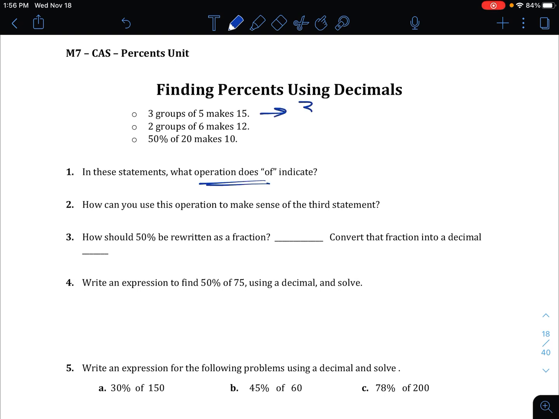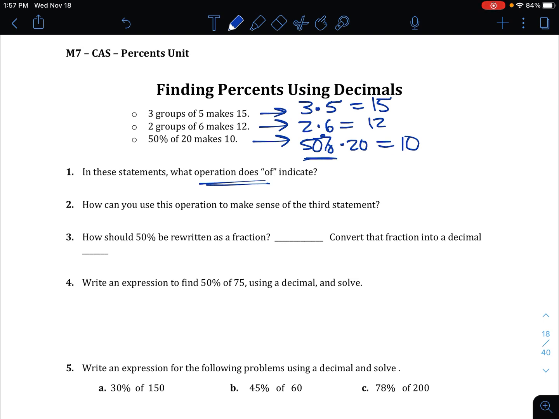When I say groups of things, we're saying 3 5s, which is multiplication. That's where the 15 comes from. Same thing here with 2 groups of 6. Okay, it actually is the same thing for the percent as well. 50% of 20 is 50% times 20, which makes it the 10. So to do that, we have to figure out, well, what is this actually doing? How do you do 50% times 20?